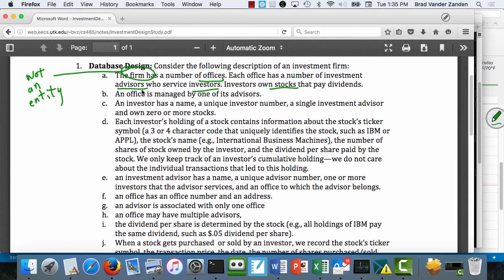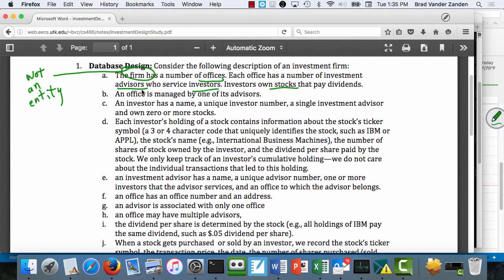So basically, the reason that the firm is not an entity is because there is only one. Yes, and because it's the database. It's the reason ultimately is because it's the database. The firm is kind of the database. So it kind of also comes down ultimately to there's only one instance of it. So it's not itself an entity. It is the database. So yes.